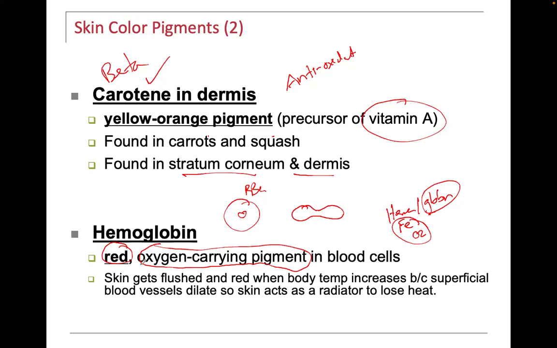Okay. So when the skin gets flushed and red, when the body temperature increases, it's because the superficial blood vessels open up, they dilate, so the skin can act like a radiator and you start to lose heat.